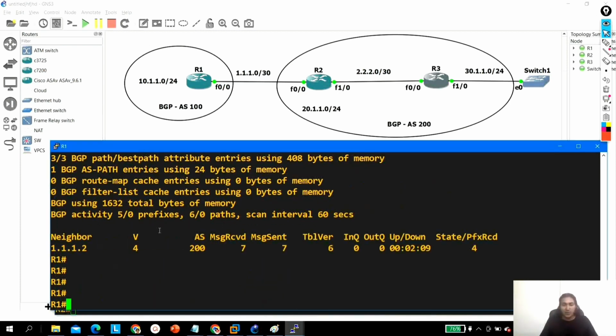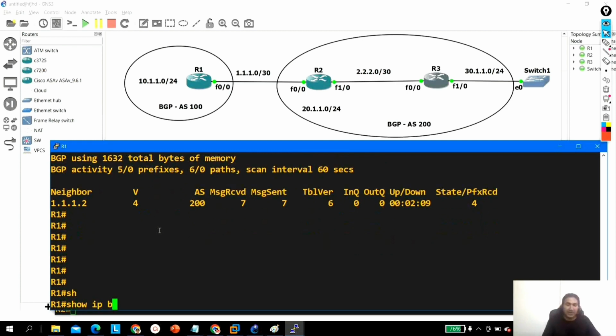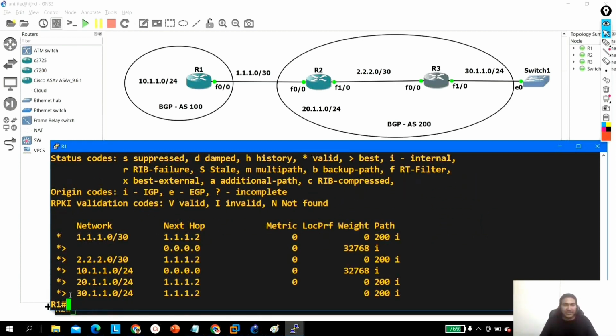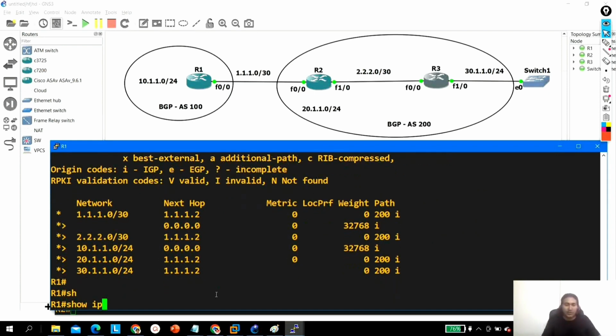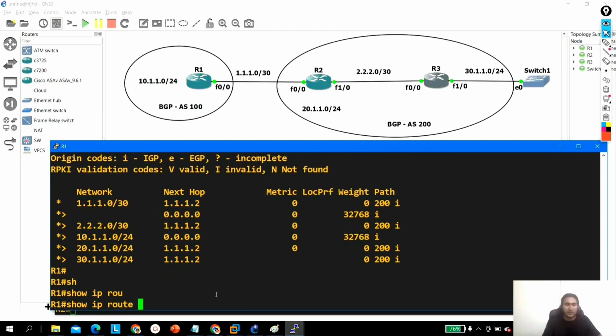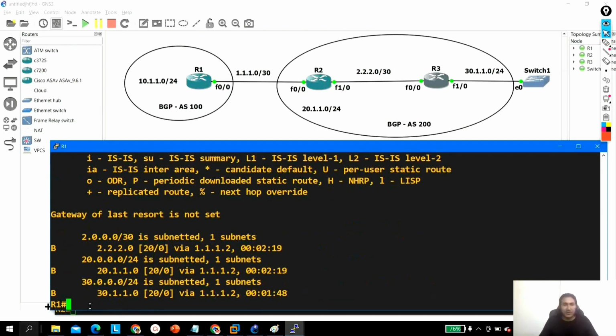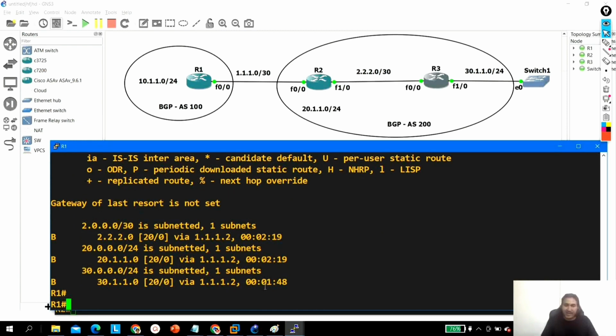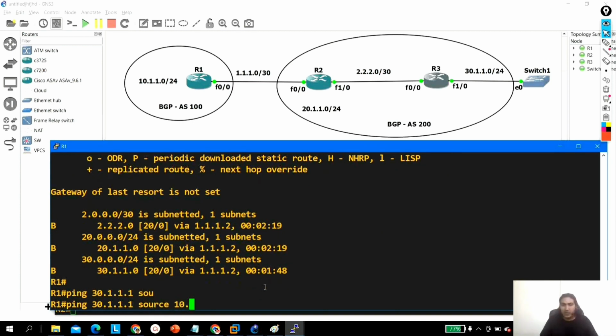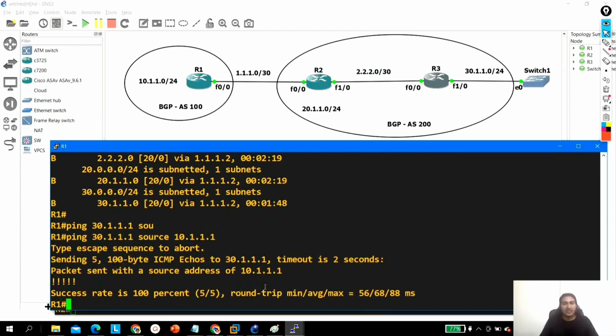Here on router 1 also you can verify. So IP BGP, right? So there is 30 network. Okay, next hop is this one via router 2. So router 1 will also install this prefix in their routing table. So IP route BGP. Here you can see 30 and 10. 1 can ping to 30.1.1.1 and source is 10.1.1.1. So you can see, right? So 10 network is able to communicate with 30 network.